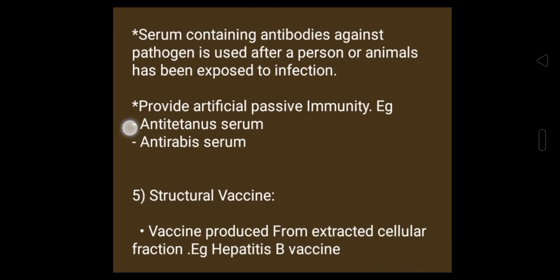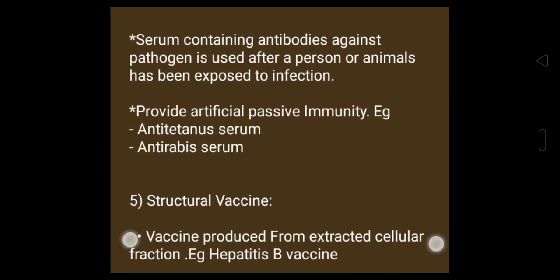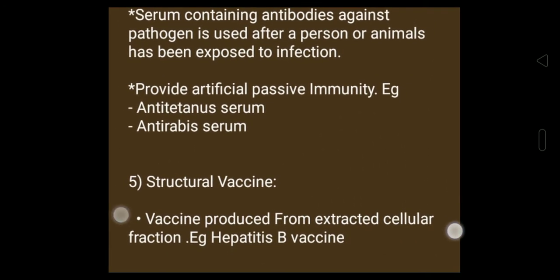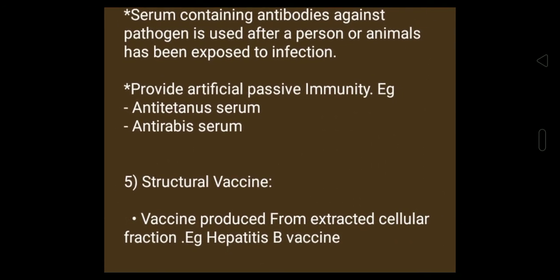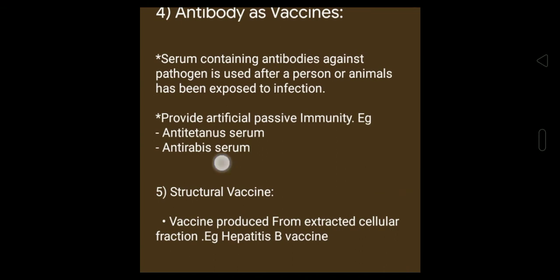Now a structural vaccine. In this, the vaccine is produced from an extracted cellular fraction, that is, a subunit. For example, hepatitis B vaccines. Okay. Now let's move on.